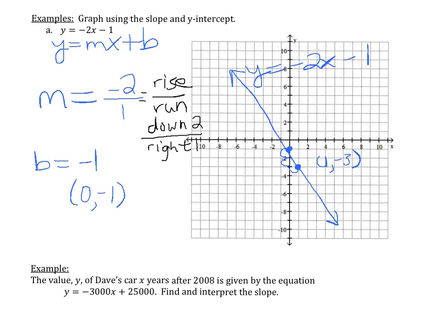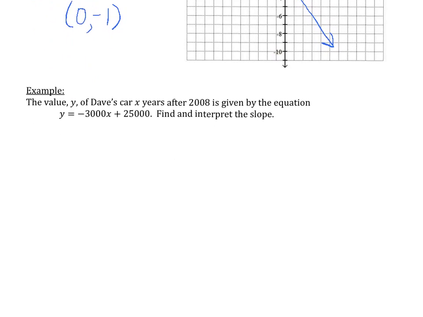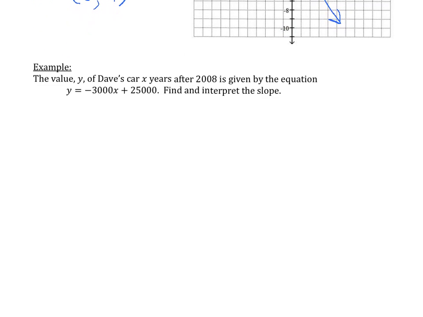The last thing I want to look at in this section is interpreting what the slope means. And we're going to look at this with an example. It says the value, which we're notating with the variable y, of Dave's car x years after 2008 is given by the equation y equals negative 3,000x plus 25,000. Find and interpret the slope. Well, remember, when our equation is written in y equals mx plus b form, whatever is multiplied by the x is your slope. And so in this example, my slope would be negative 3,000.